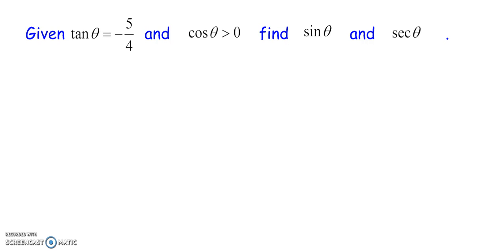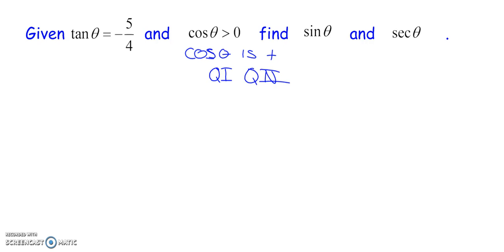Okay, so we're going to use that exact chart from the last page right here. Two things. They have given me tangent theta equals negative 5 over 4. What I don't know is whether the 5 is negative or the 4 is negative. One of them is, but they've told me cosine is bigger than 0, so cosine theta must be positive. That only happens in quadrant 1 and quadrant 4.